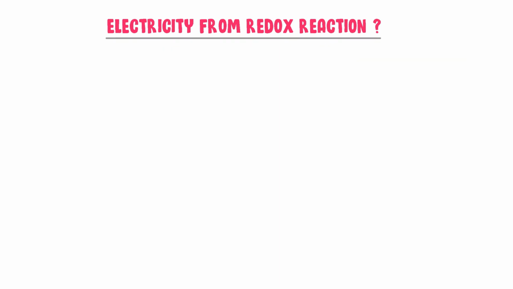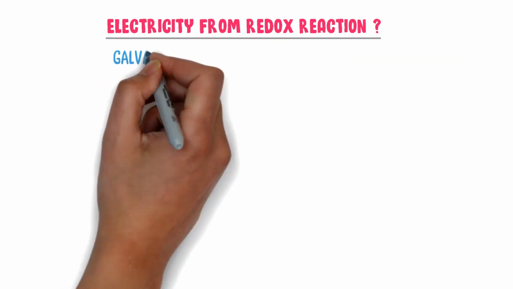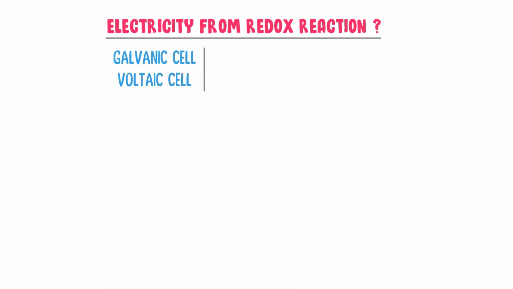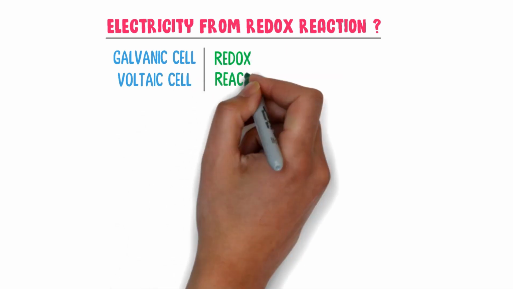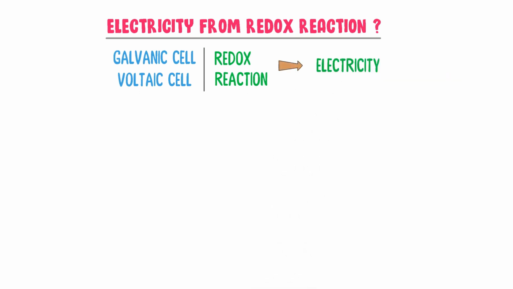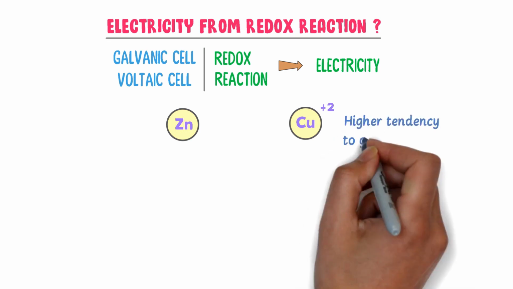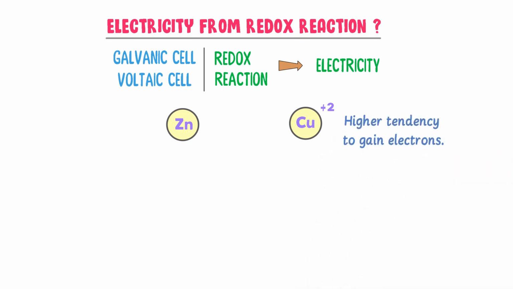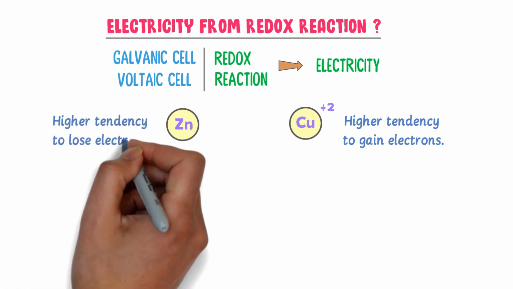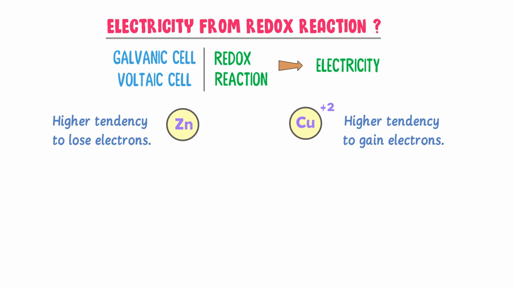Now let me teach you how we can produce electricity using a chemical reaction. Well, we use a galvanic cell or voltaic cell to generate electricity. I mean, a redox chemical reaction is used to generate electricity. For example, consider zinc atom and copper plus 2 ion. We know that copper ion has higher tendency or ability to gain electrons, while zinc atom has higher ability to lose electrons. The zinc atom will lose 2 electrons and copper will gain 2 electrons. So 2 electrons are transferred from zinc to the copper.